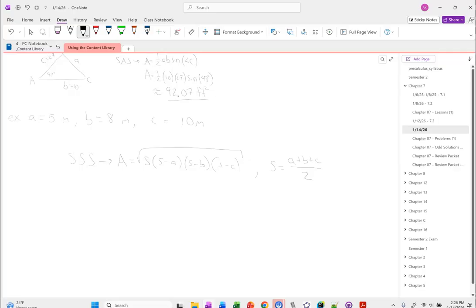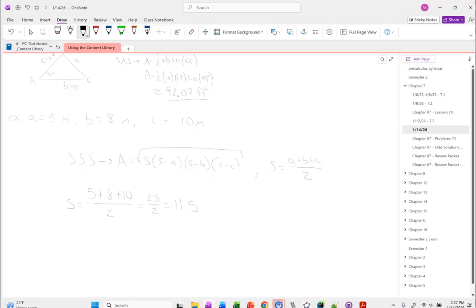So since it's side, side, side, I'm going to use my second area formula. So the first thing I'm going to do is calculate my value for S. So that's 5 plus 8 plus 10 divided by 2, or 11.5.